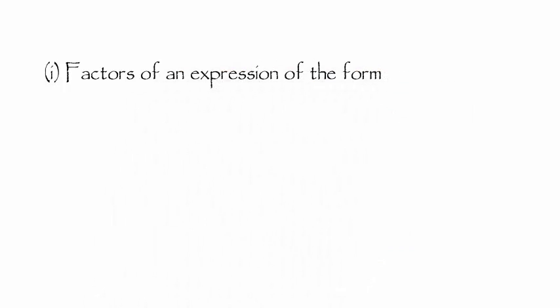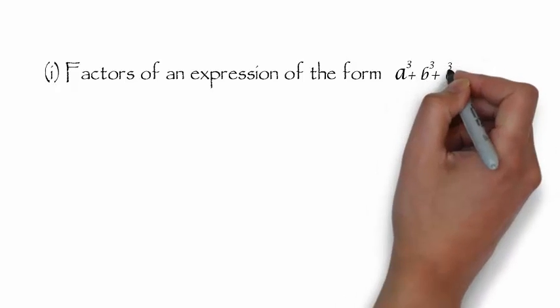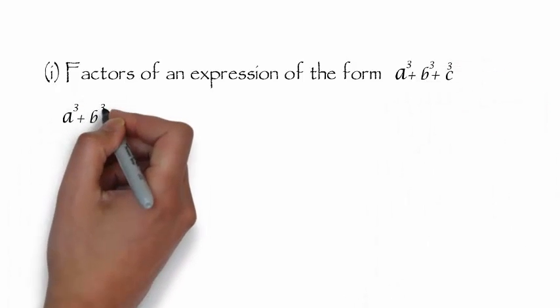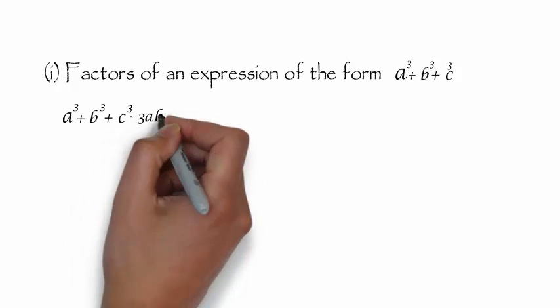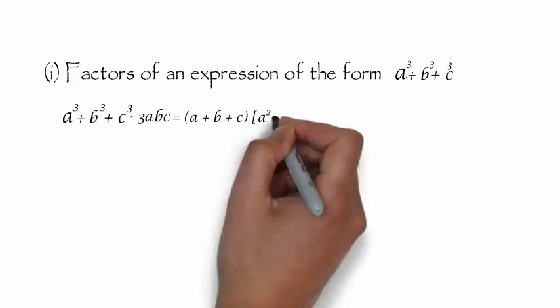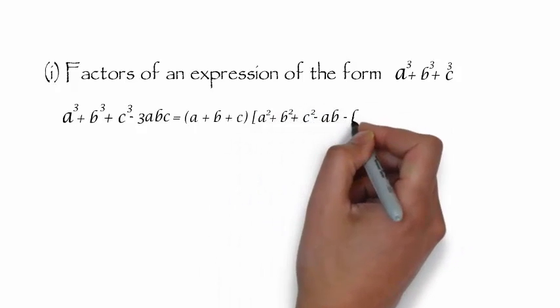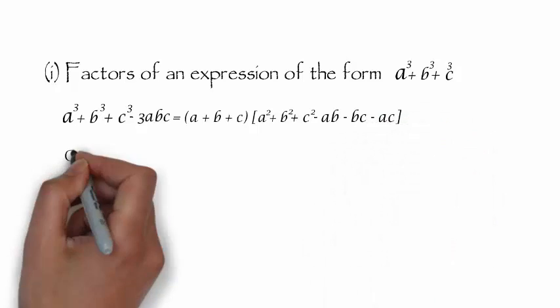Factors of an expression of the form a³ plus b³ plus c³. We know that a³ plus b³ plus c³ minus 3abc is equal to (a plus b plus c) into (a² plus b² plus c² minus ab minus bc minus ac).